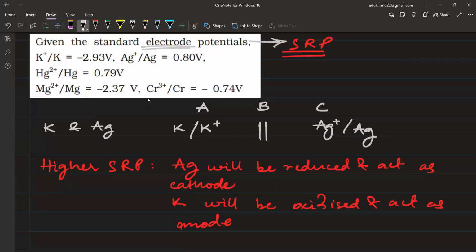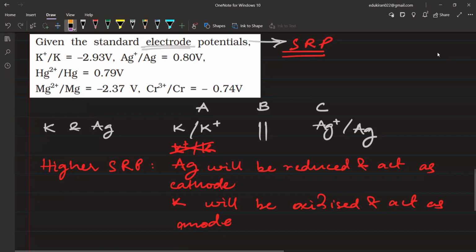Is this understood? Please tell me how to make a cell, how to determine anode and cathode, and then represent the cell. Pay a little attention here. I am not writing K positive to K for the anode. If I write K positive to K at the anode, it will be wrong, because K positive to K is getting reduced.